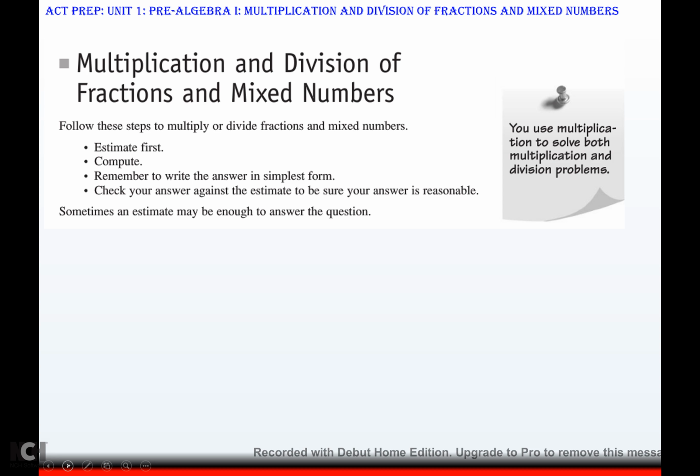Follow these steps to multiply or divide fractions and mixed numbers. Estimate first, then compute. Remember to write your answer in simplest form and check your answer against the estimate to make sure your answer is reasonable.